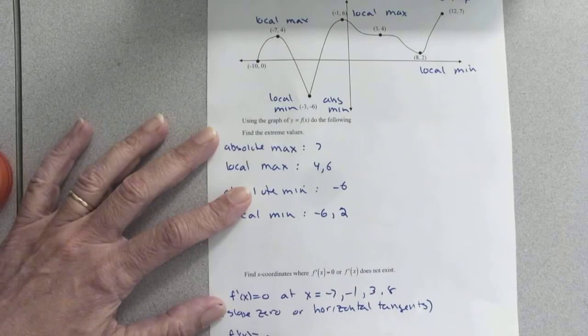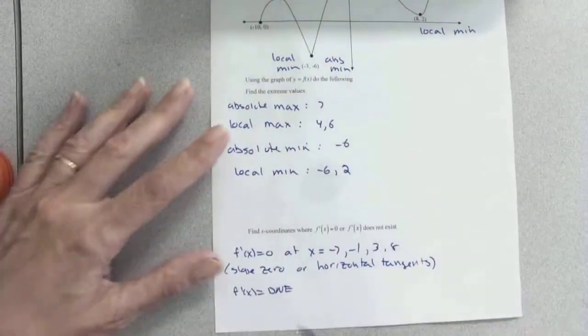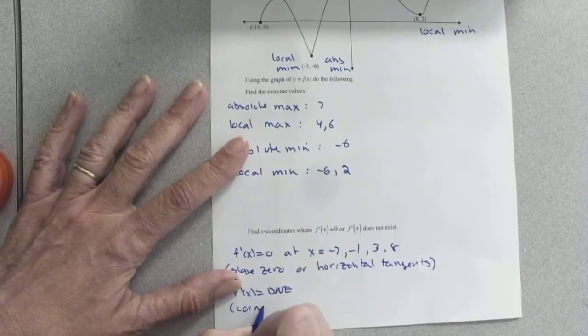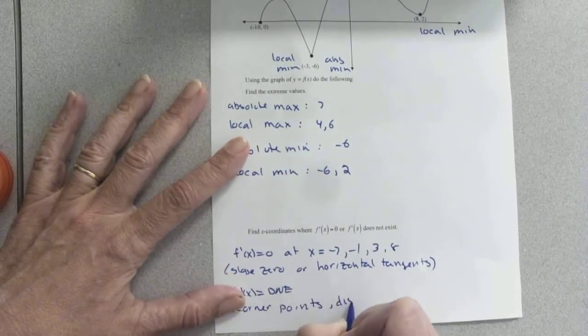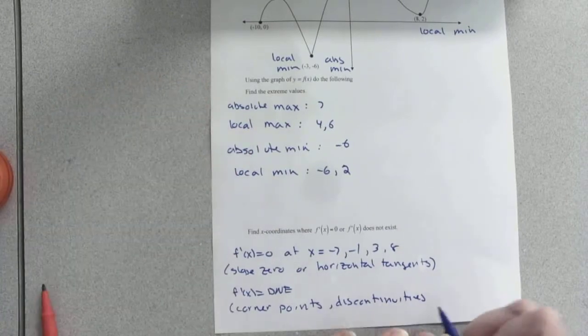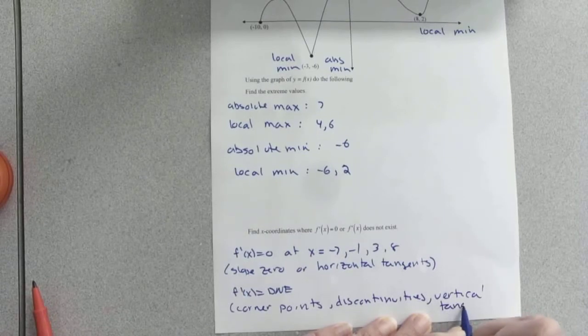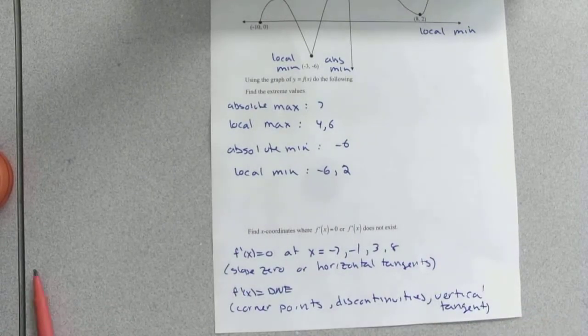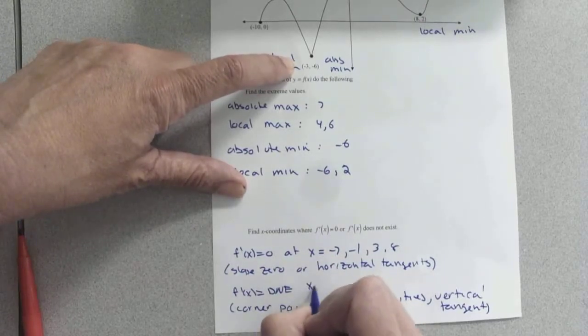And then f prime of x does not exist. And I'm going to go out, so I maybe try to say I'm out as far as I can go. That was corner points, discontinuities, and vertical tangents. So we can still see that answer right there, -3.